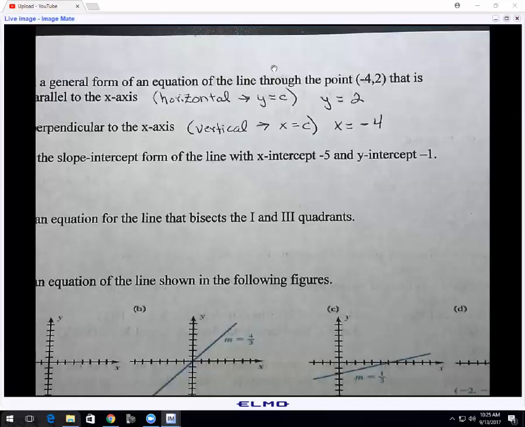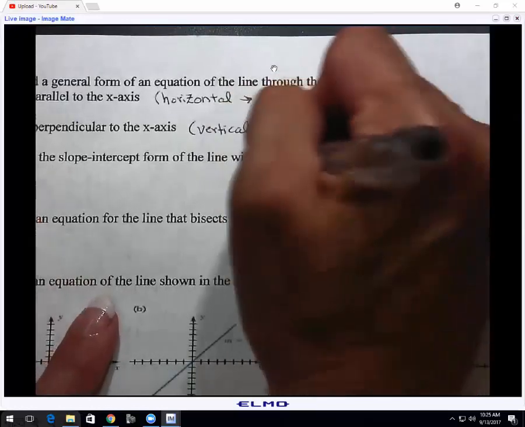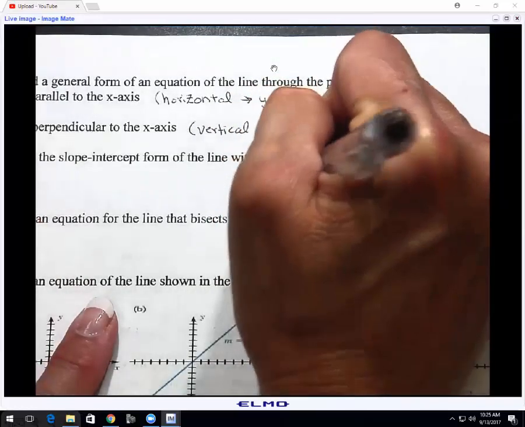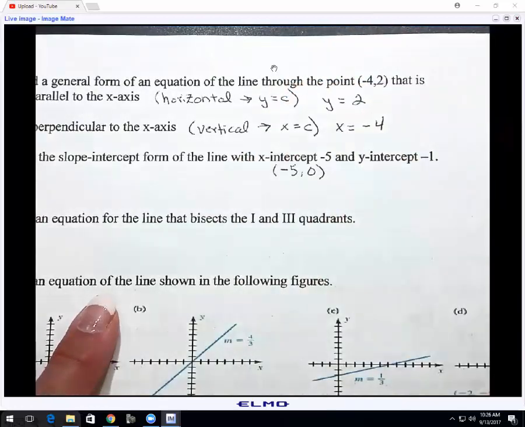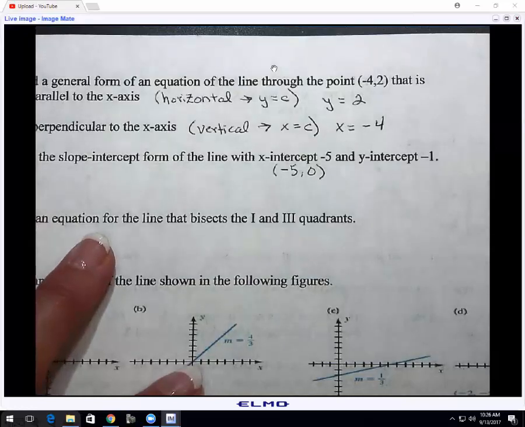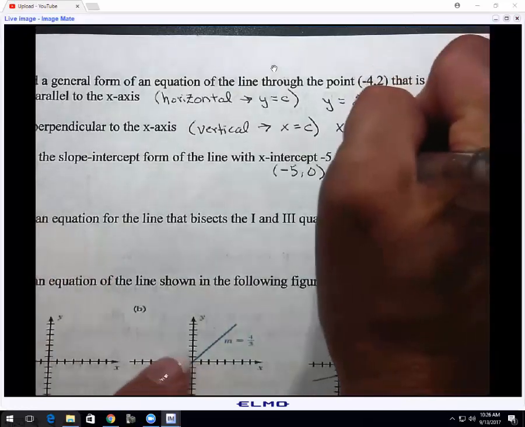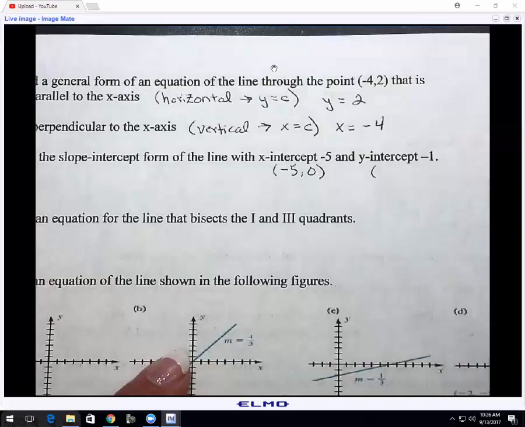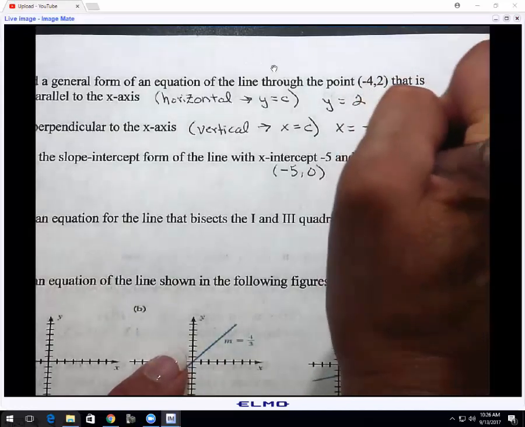What's the ordered pair that names the x-intercept -5? X is -5, y is 0 because it's sitting on the x-axis. What's the point that names the y-intercept -1? It's sitting on the y-axis, so x is 0, y is -1.